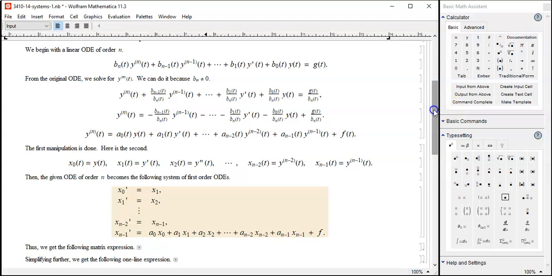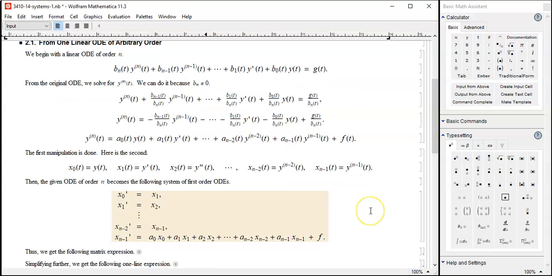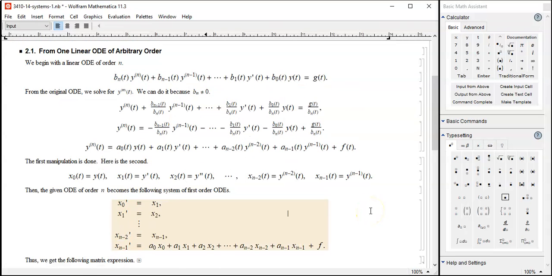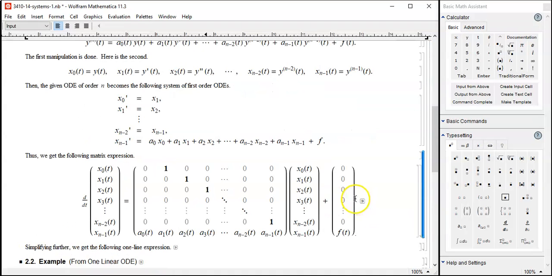So an arbitrary linear ODE with order n transforms into a first-order system of linear ODEs. By the way, the matrix expression becomes like this, and this matrix is a rather special matrix. It is called a rational form.